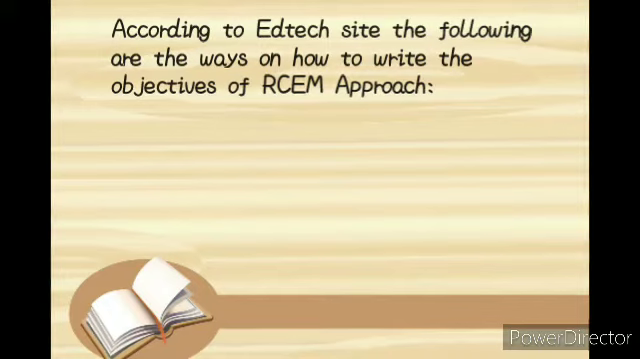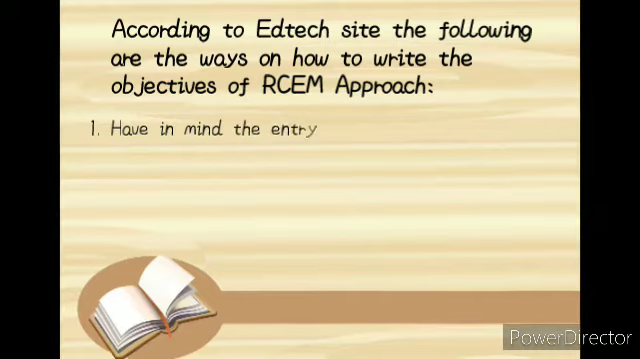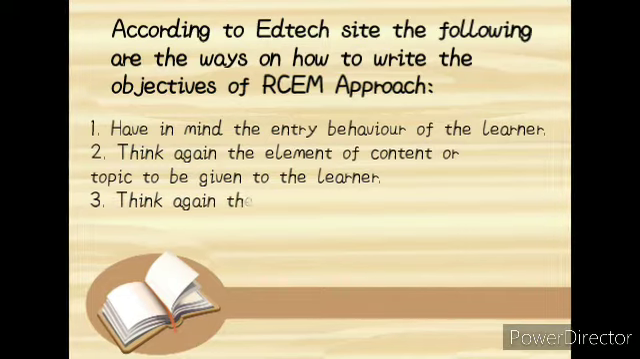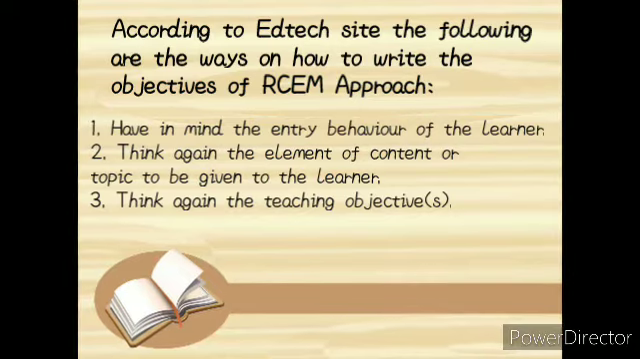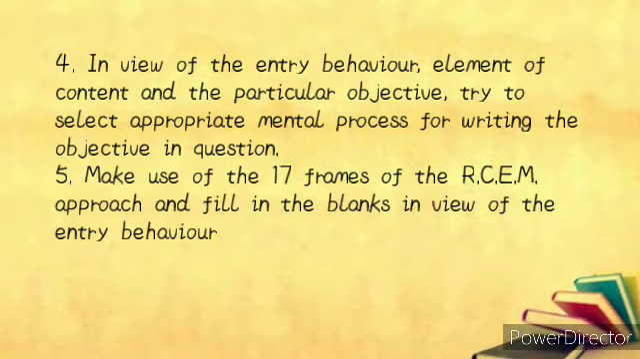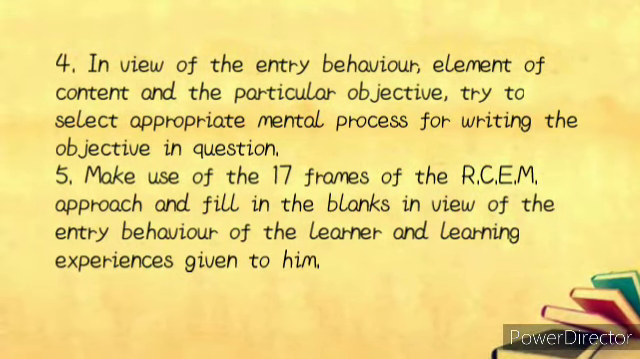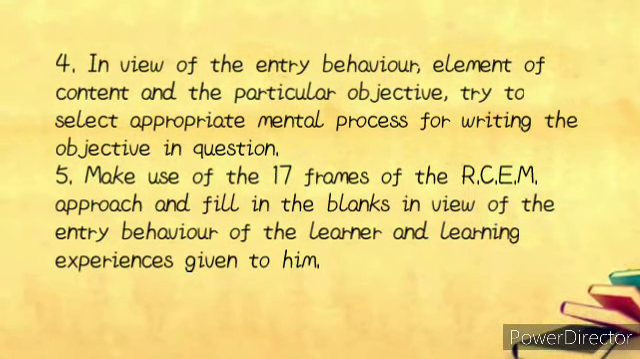According to the EdTech site, the following are the ways on how to write the objectives of the R.C.E.M approach. Number 1, have in mind the entry behavior of the learner. Number 2, think again the element of content or topic to be given to the learner. Number 3, think again the teaching objectives. Number 4, in view of the entry behavior, element of content, and the particular objective, try to select the appropriate mental process for writing the objective in question. Number 5, make use of the 17 frames of the R.C.E.M approach and fill in the blanks in view of the entry behavior of the learner and learning experiences given to him.